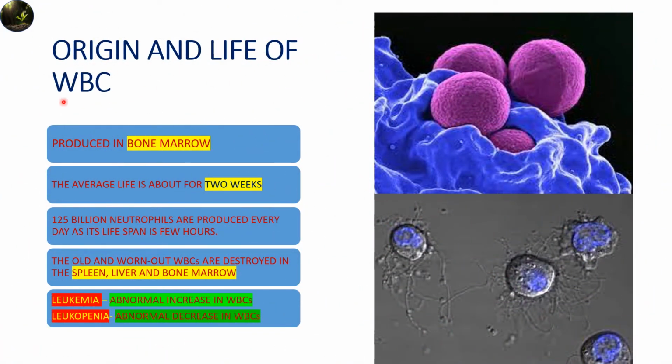Origin and life of WBC. It is produced in bone marrow. The average life is about 2 weeks. Then 125 billion neutrophils are produced every day, as their lifespan is only a few hours. The old and worn out WBCs are destroyed in the spleen, liver, and bone marrow.